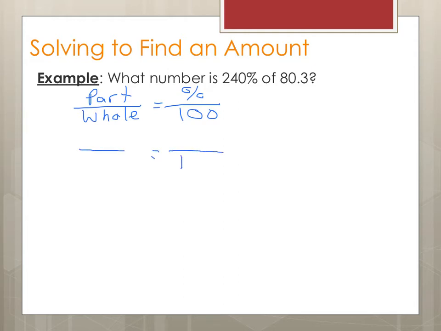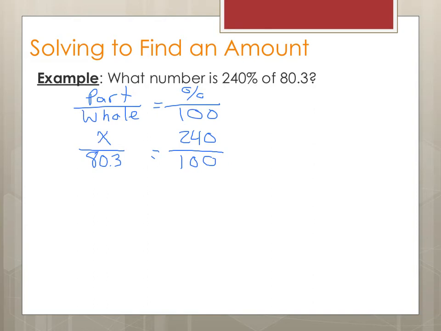So 100 is always going to be on the bottom over here. The reason why I like this method so much is because we don't have to change that percent to a decimal. We can just plug it in, as we see it. So we're just going to plug in 240 on top here. Okay, since we're writing it as a fraction over 100, there's no need to move the decimal. We just plug in the percent that we're given. Now, what number is 240% of 80.3? Of is going to be our whole. The of number is our whole, so 80.3 goes here. And our unknown, the what number, the part, goes on top.